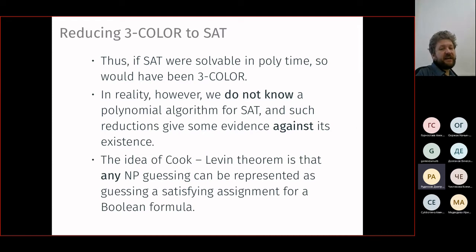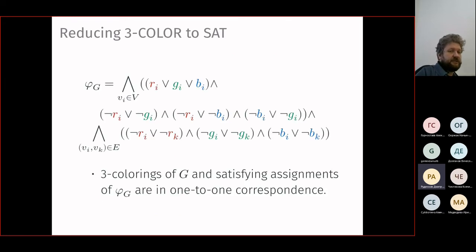And the idea of the Cook-Levin theorem is that any NP guessing can be represented as guessing a satisfying assignment for a Boolean formula. Yes, so it's a generic NP problem. Actually, any NP problem can be represented as solving satisfiability. So it's basically the same. And this is a good example. It makes it more plausible that Cook-Levin would be true and provable, because we have something absolutely heterogeneous, generic. We have something which is not about Boolean formulas, it's about graphs. But we know that the Boolean language is expressive enough to talk about such objects, in particular graphs.